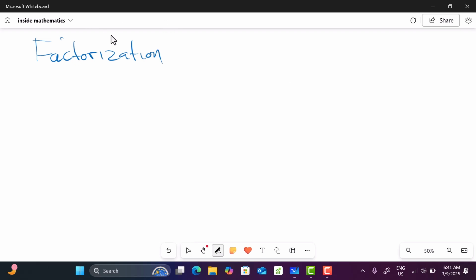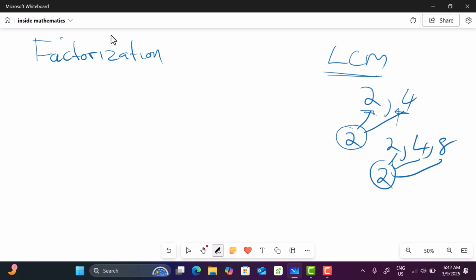Hello guys, in this video I'm going to introduce you to factorization. So for factorization, you have to remember the concept of LCM, where we are looking for the common factors, for example 2 and 4. The common factors are values that enter into another number without leaving a remainder. So in algebra we have what we call factorization.